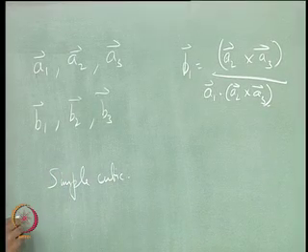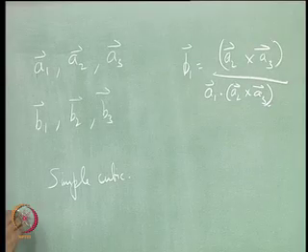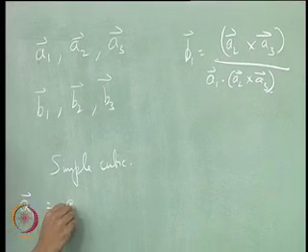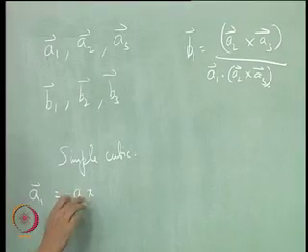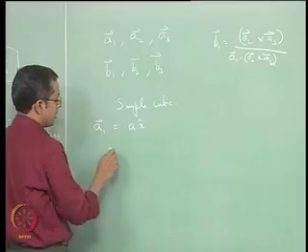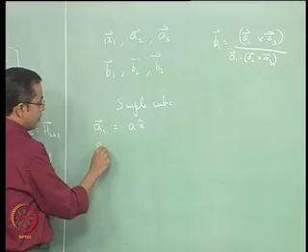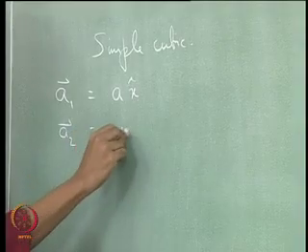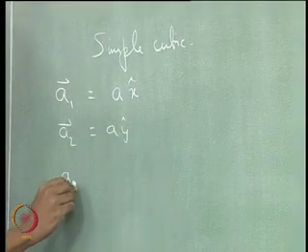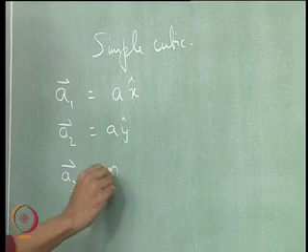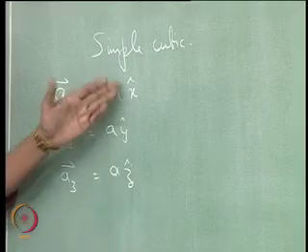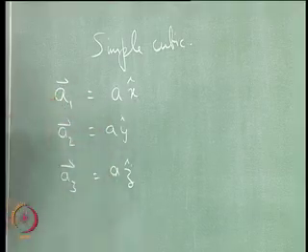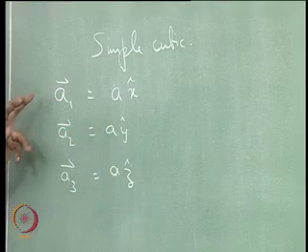So a good way of describing it is A1 is simply A in the X direction, X cap, A2 is A Y cap and A3 is A Z cap, where these are unit vectors in those directions x, y and z. Now we would like to get B1, B2 and B3.